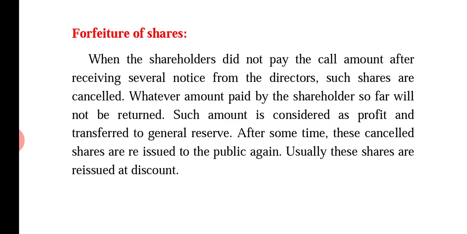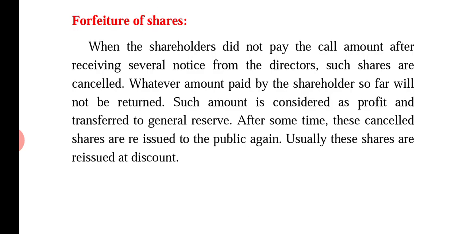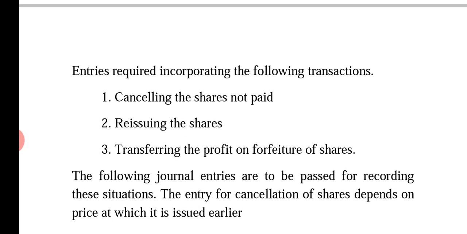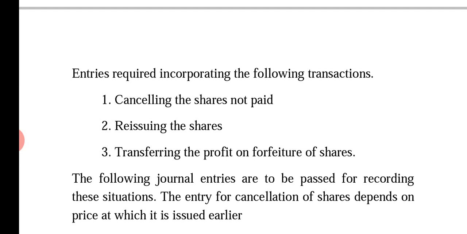When forfeiture takes place, 3 transactions will be taken into account and journal entries are passed for the transactions. What are they? First, you have to cancel the shares of those shareholders who did not pay the amount. Second, you need not keep all the cancelled shares in the company. They should be reissued to someone else. So you reissue the shares.